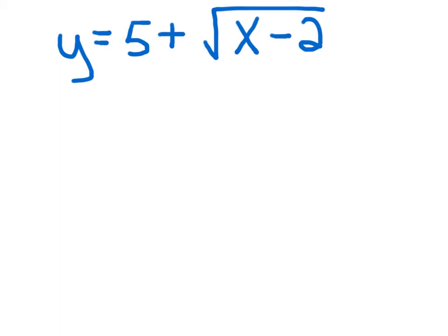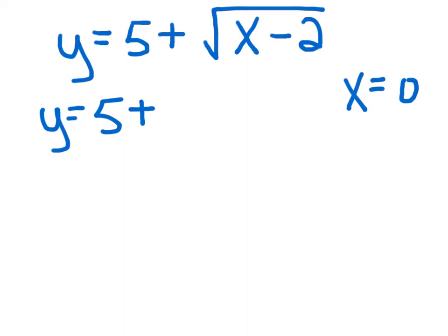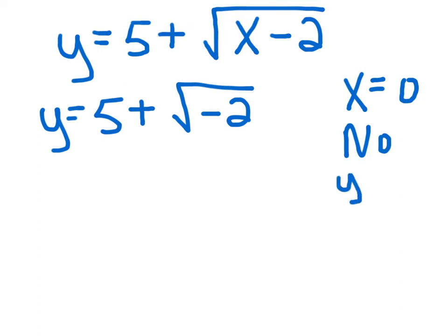This is the equation of the graph on the bottom right-hand side, and if you remember, it had no intercepts. It was in that top right-hand quadrant, didn't cross any of the axes. So if we plug in x equals 0, we're going to get y equals 5 plus the square root of negative 2. And we can't do that. We cannot take the square root of negative 2 and get a real number. So right there we run into a problem, so that means there is no y-intercept.